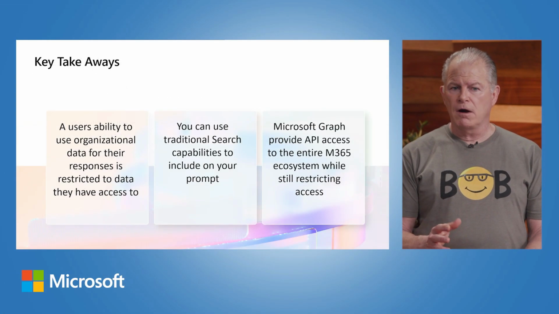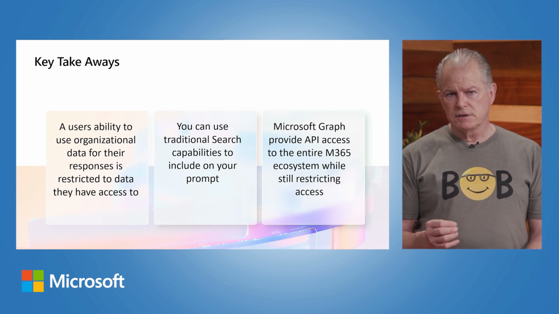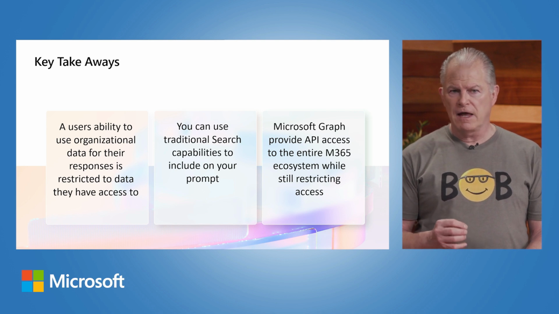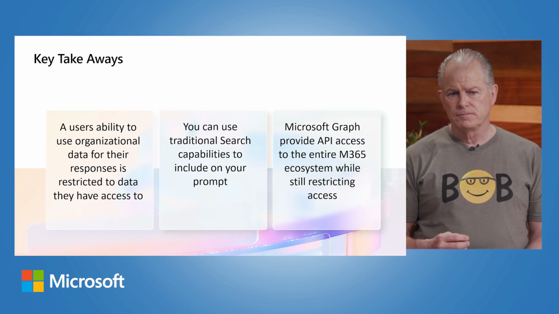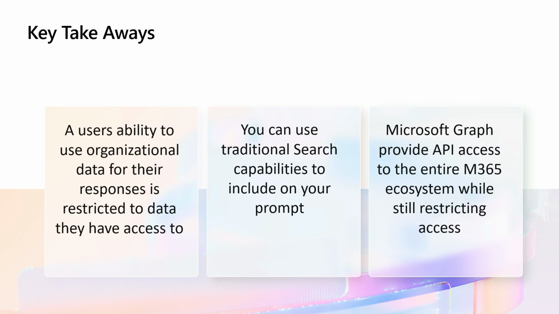The key takeaways are that prompt responses will only include information that the user making the prompt has explicit access to be able to view. You can use traditional search capabilities for information that doesn't have the additional indexing capabilities of Copilot for M365 added to it. As well, the Microsoft Graph provides a full set of APIs across the entire Microsoft ecosystem, as well as other data sources that you can connect to, and they will still need explicit access to be able to read.